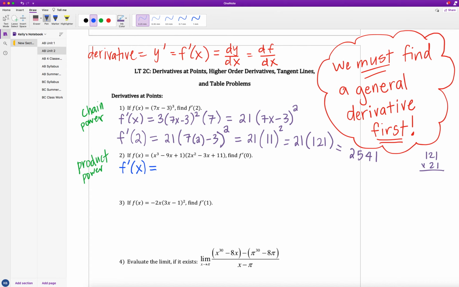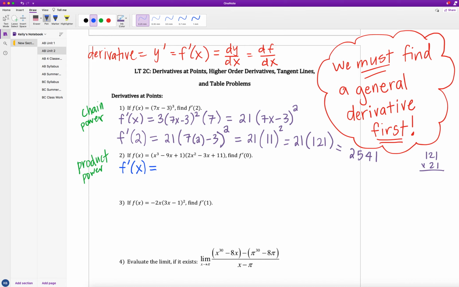So let's look at the product rule. Why don't you guys pause the video and use the product rule to take the derivative of f of x in example 2? Let's check that together.